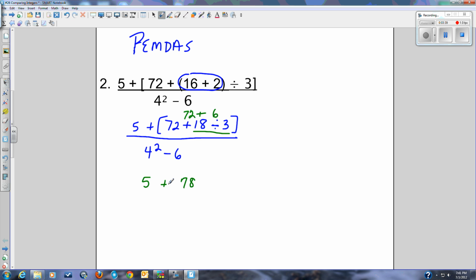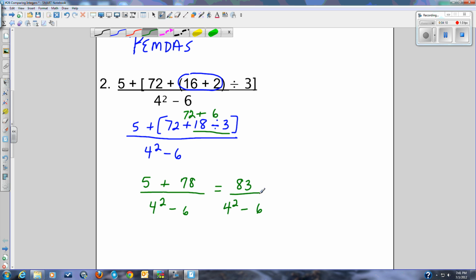So we have 5 plus 78 over 4 squared minus 16. Well, let's finish up the numerator. 5 plus 78 gives us 83. So we have 83 over 4 squared minus 16. Oh, and I'm sorry, that should have been a 6. I didn't mean to write 16. So let's just change that. You probably caught that before I did. So we have 83 over 4 squared minus 6.